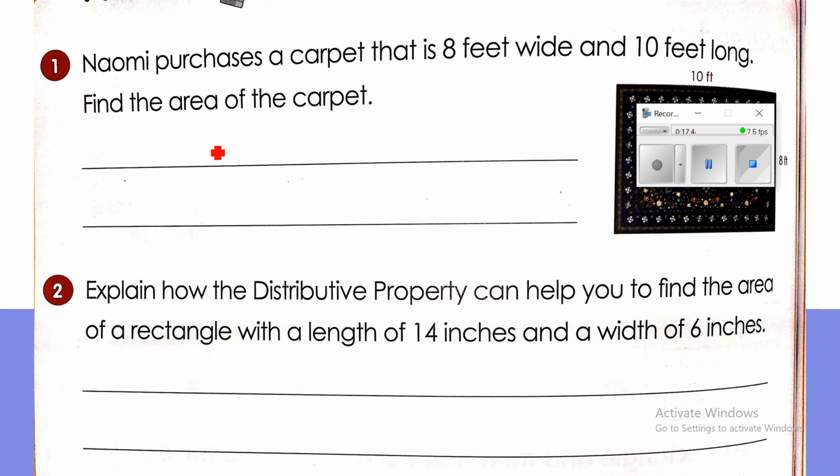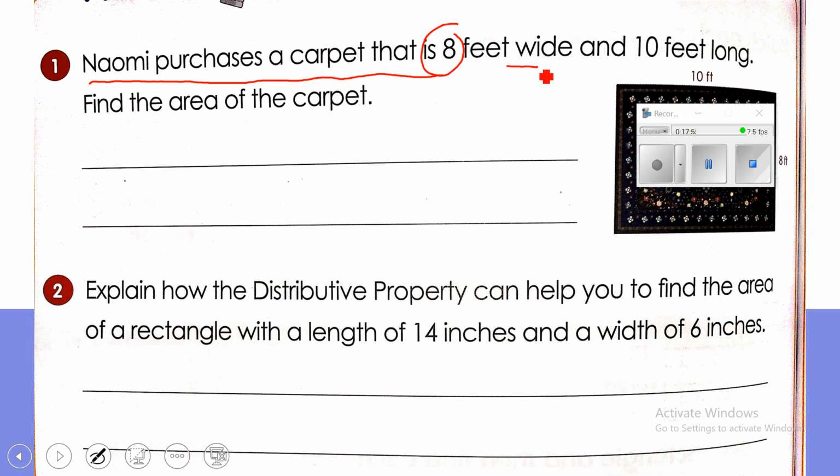So here is Naomi. She purchases a carpet that is 8 feet wide and 10 feet long. Find the area of the carpet. You can say just 8 multiplied by 10, or you can use any property you want. You can choose.